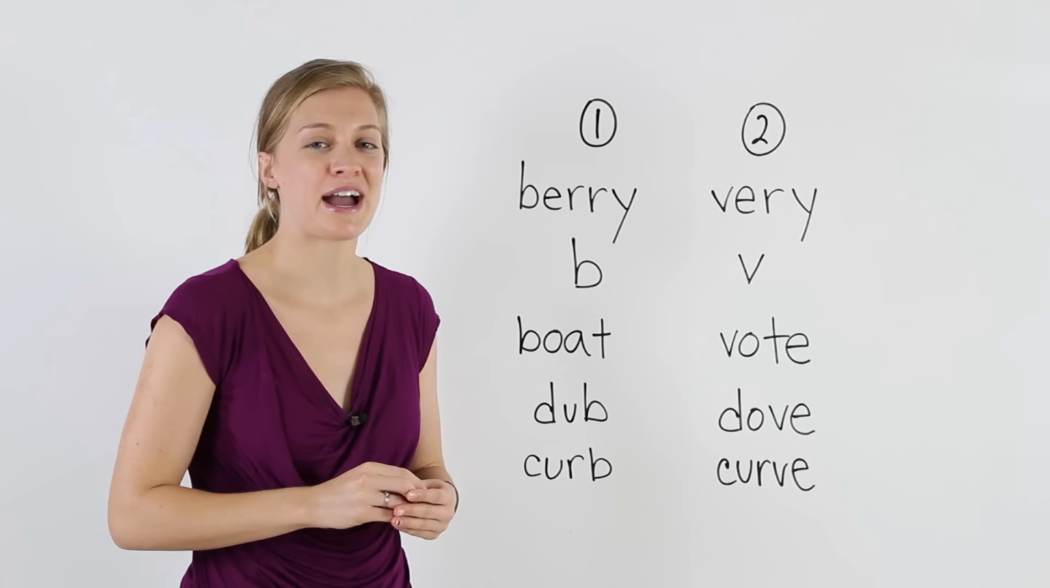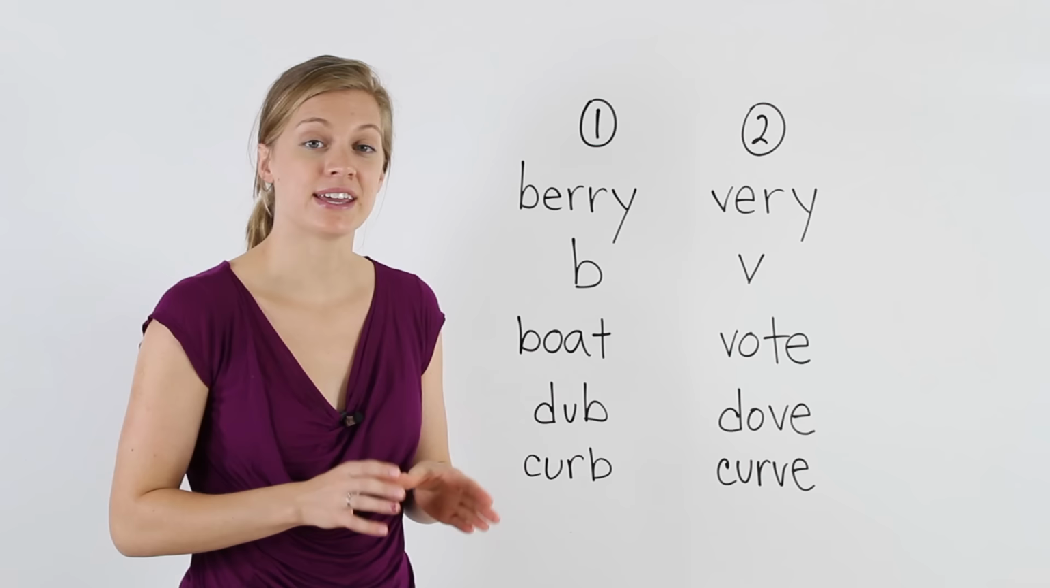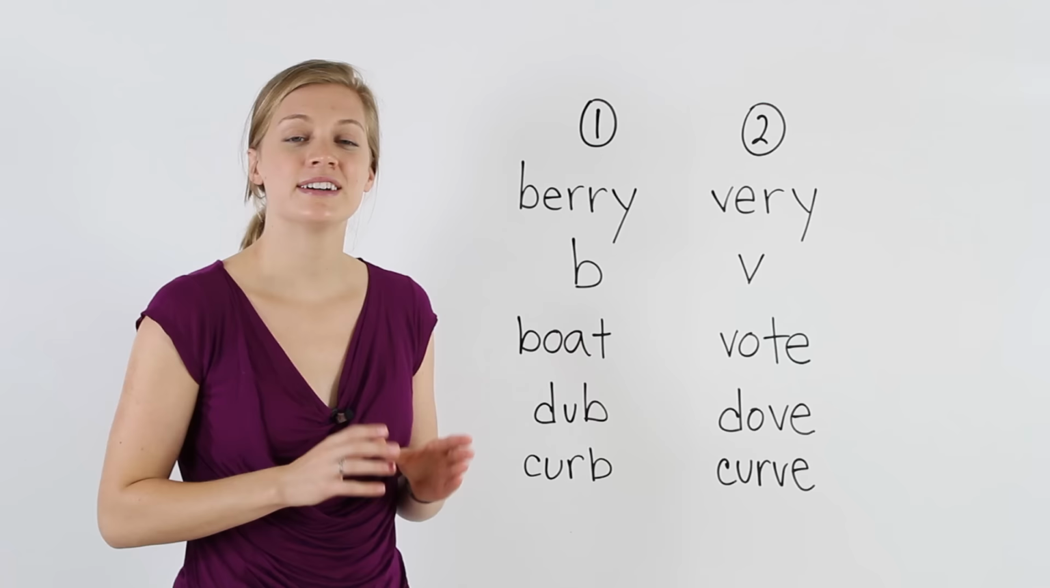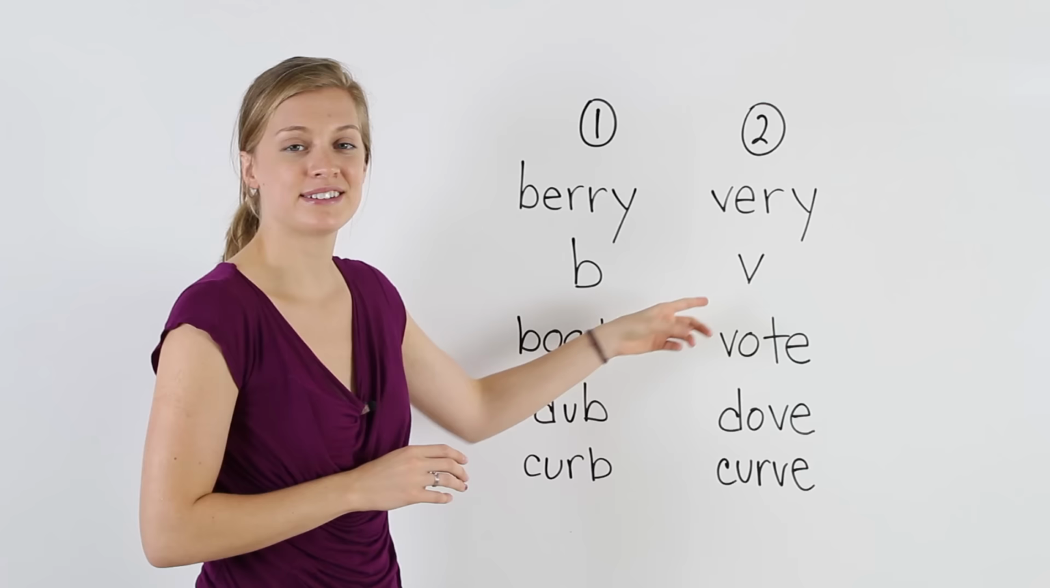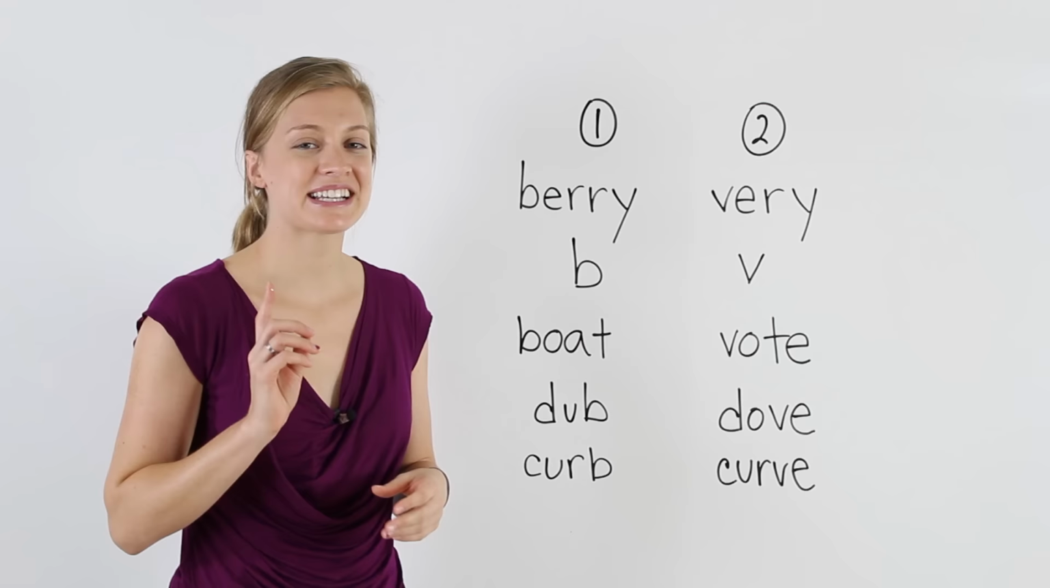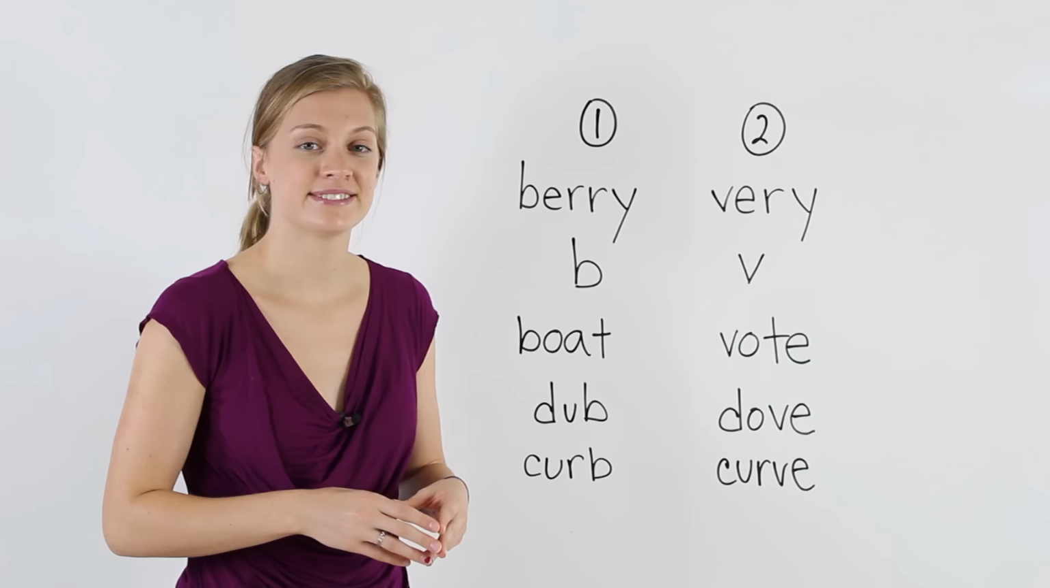Next, we have B and V. Listen carefully. V. I bet you chose V. Next, we have boat and vote. Listen carefully. Vote. I bet you chose vote.